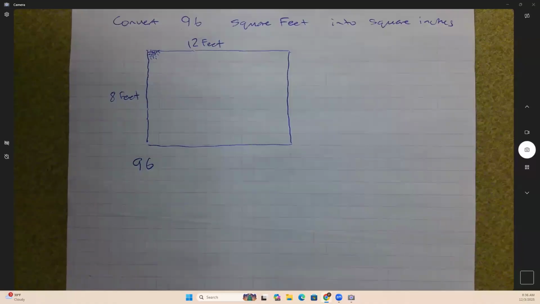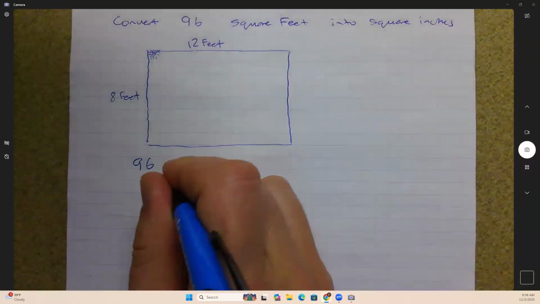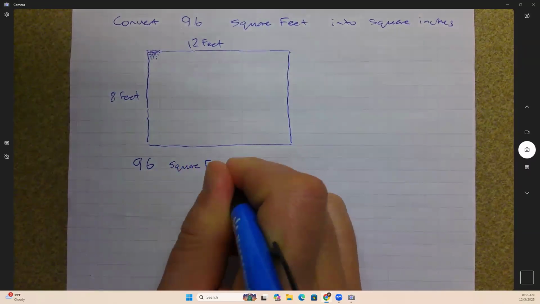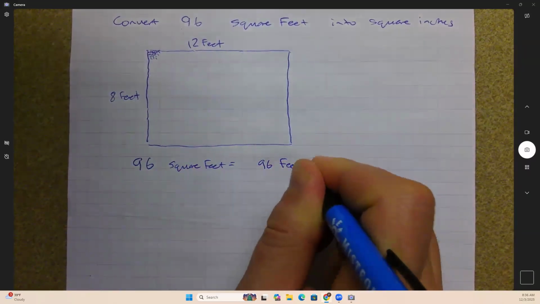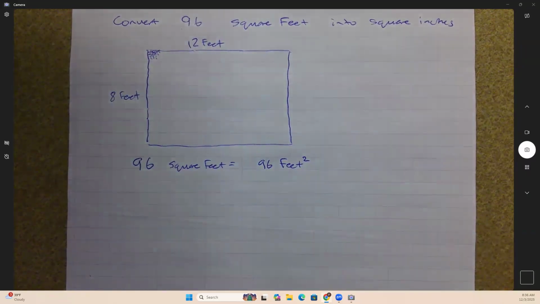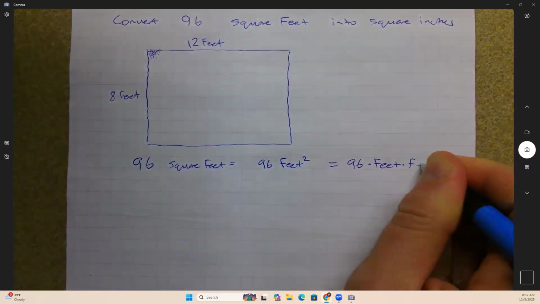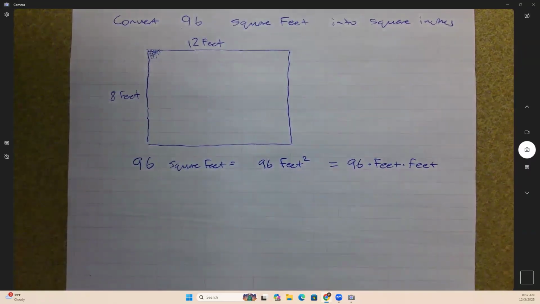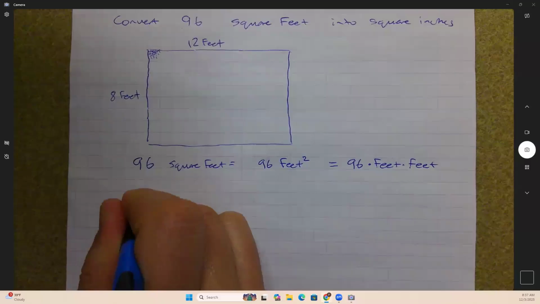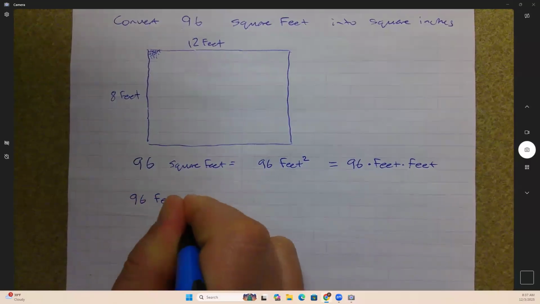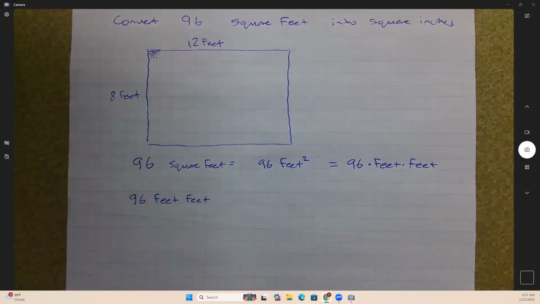We're going to take 96 square feet, which is feet squared. We could write that as 96 feet squared. But if I'm going to do that, let me go one more step and just write those units as if they're variables, feet times feet. And now I'm ready for my conversion. I have 96 feet times feet, but I don't want feet times feet. What do I want? Square inches, which is inches times inches.